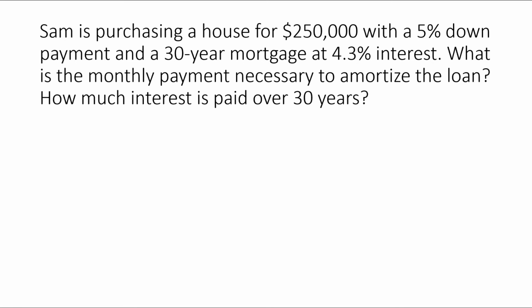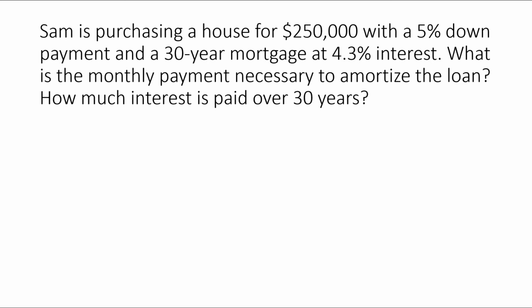Sam is purchasing a house for $250,000 with a 5% down payment and a 30-year mortgage at 4.3% interest. What is the monthly payment necessary to amortize the loan? In other words, what is the monthly payment necessary to pay off the loan over those 30 years? And then we want to answer a second question: how much interest is paid over those 30 years?